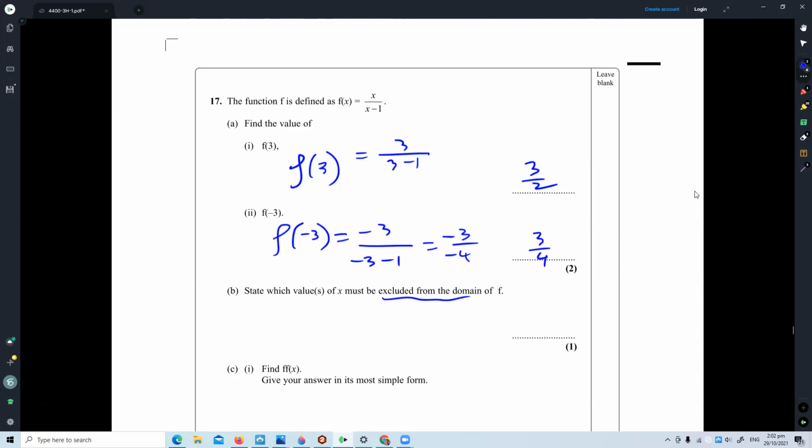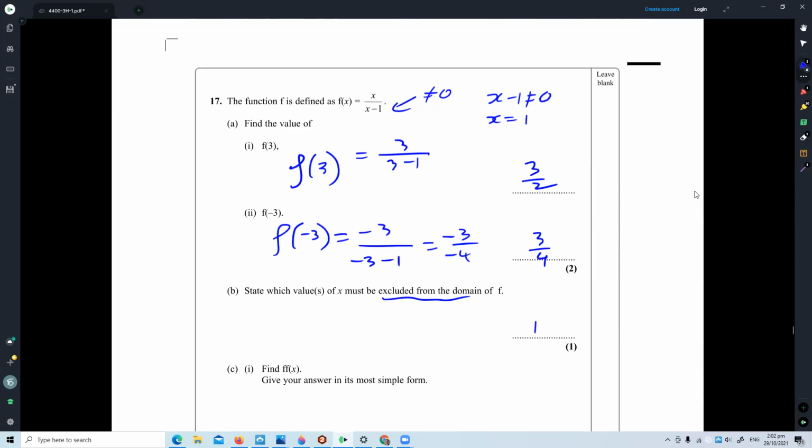Well, I cannot have the denominator equal to 0. So x minus 1 has to be different from 0. So x cannot be 1. If x is 1, we have a 0 divider, and that's no good. So we say 1 is no good.